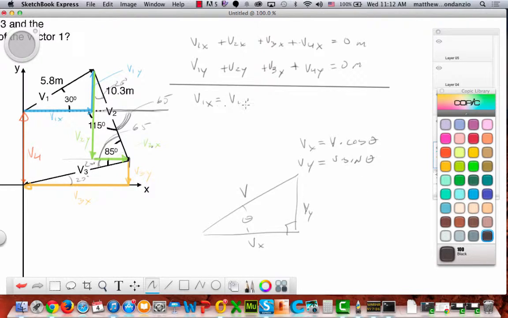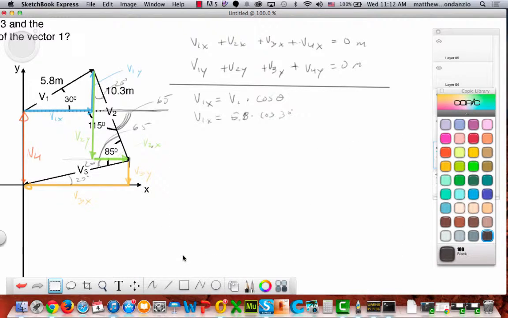So in this case, v1x is equal to v1 times the what? Cosine of theta, right? So v1x is equal to v1 times the cosine of what? 30 degrees. Cool? Let's do all the x's together here. Let's do v2x. Which one's v2x? The bottom one.